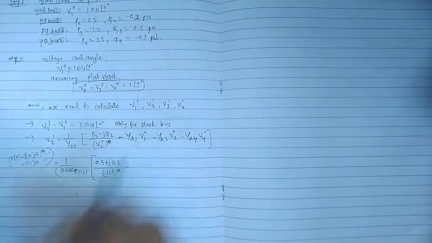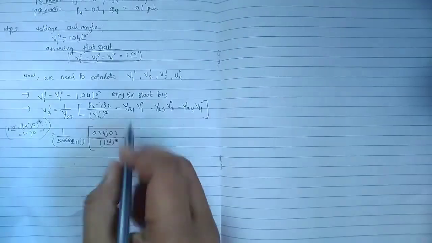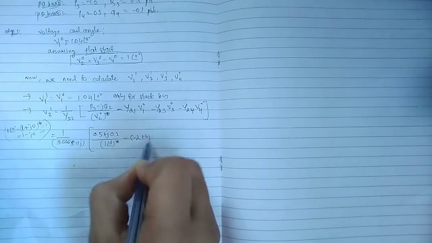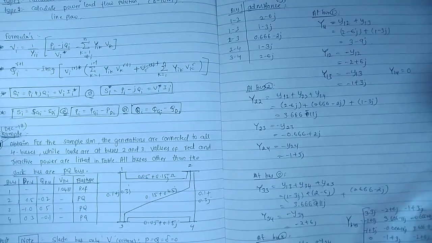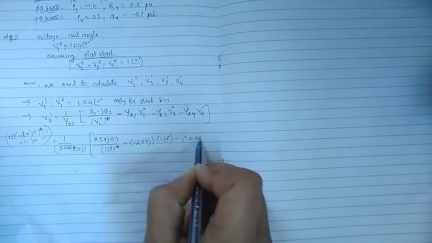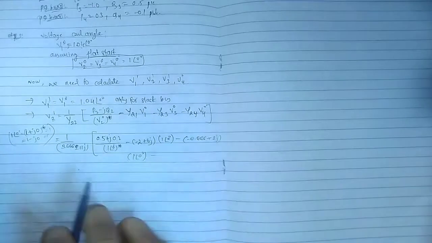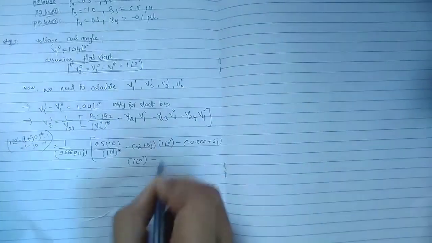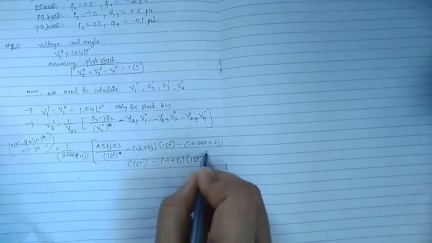This minus Y21. In the Y bus system, this is the Y21, minus 2 plus 6j. Similarly, V1, this is 1 angle 0, minus of Y23. What is Y23? Minus 0.666 plus 2j into 1 angle 0. Finally, Y24 is minus 1 plus 3j into 1 angle 0.